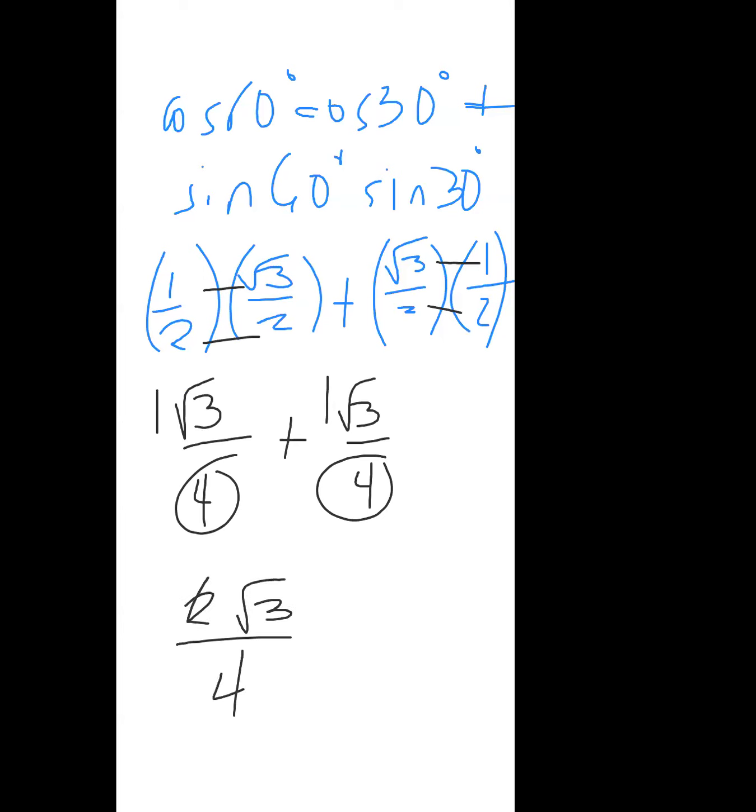Yung 2 and 4 divisible sila sa isa't isa. Kapag sinimplify natin yan, dinivide natin sa 2. 2 divided by 2 is 1. Tapos, yung radical square root of 3. 4 divided by 2 is 2. Okay lang na wag mo na isulat yung 1 dito. So, ang sagot mo niyan ay square root of 3 over 2. Kaya yan yung ating result sa letter B.